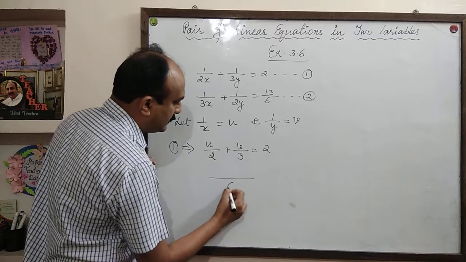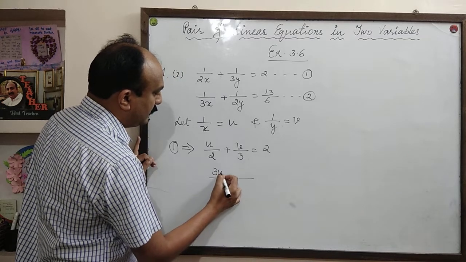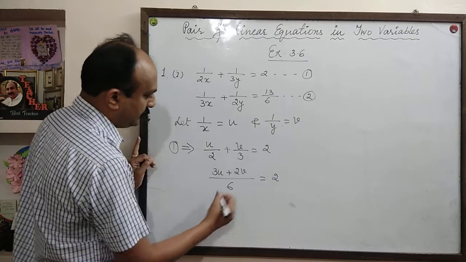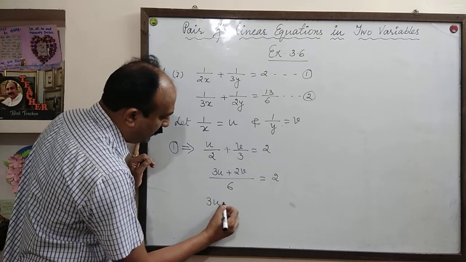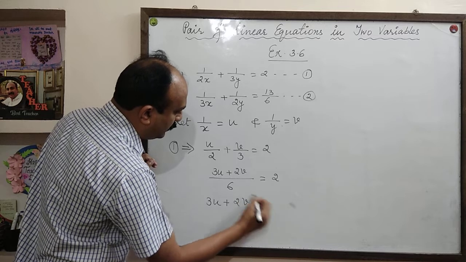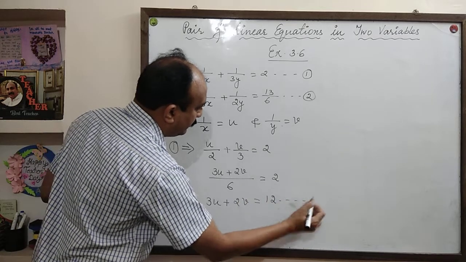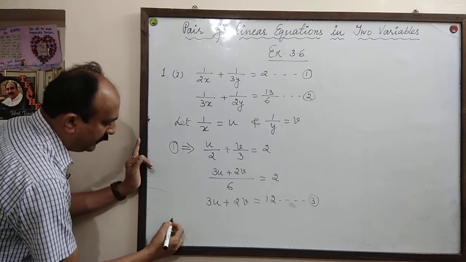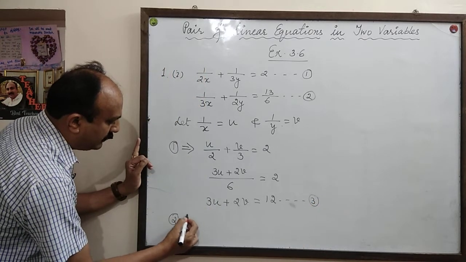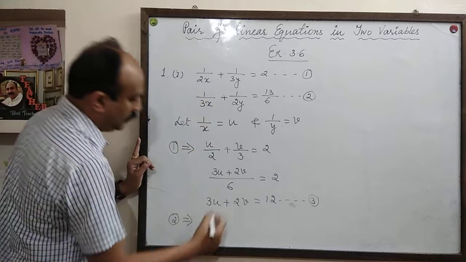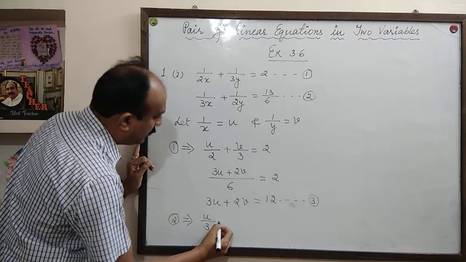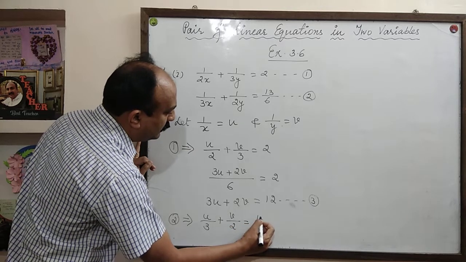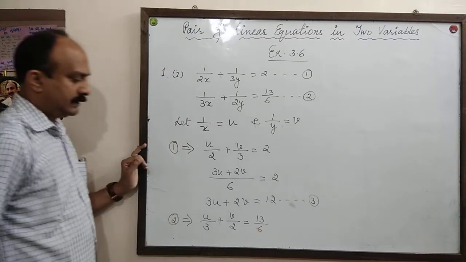LCM 6. It becomes 3u plus 2v over 6 is equal to 2. Cross multiply: 3u plus 2v is equal to 12. Let us keep it as equation number 3. In the same way, equation number 2 becomes u upon 3 plus v upon 2 is equal to 13 upon 6.